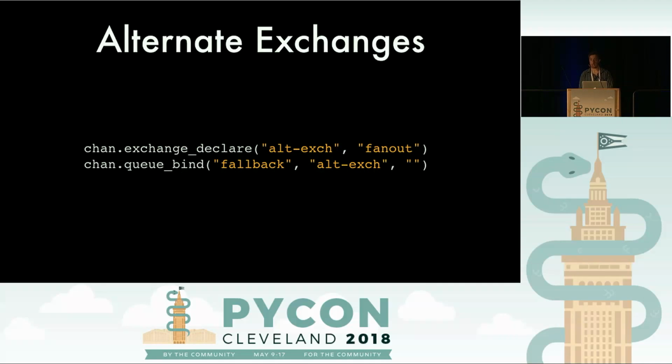Don't forget to actually declare your alternate exchange and also bind it to a queue that some worker is listening to. Otherwise, you just end up with the same problem, but now on your alternate exchange. I don't have time to walk through a full demo of this, but I do have an example of how to use it in practice on GitHub in the aeexample.py file.